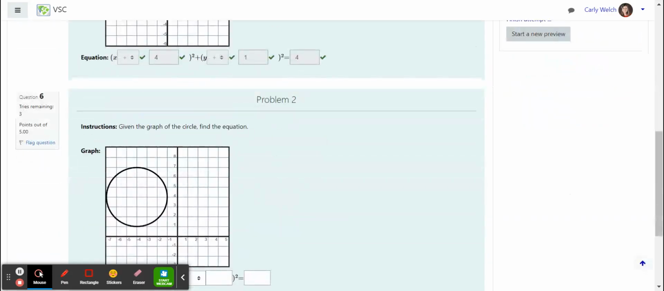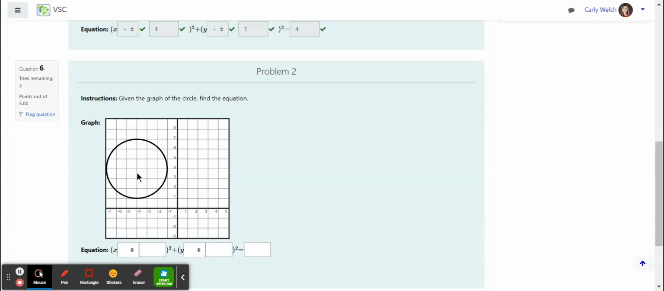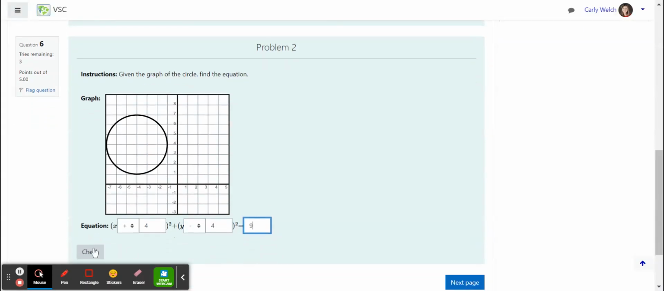And same thing here. Let's find the center of the circle, which is this point here, which would be at -4, +4. So negative will become a plus, and +4 will become a minus. And then count from the center to the edge of the circle. 1, 2, 3. 3 is our radius. 3 squared. 3 times 3 is 9.